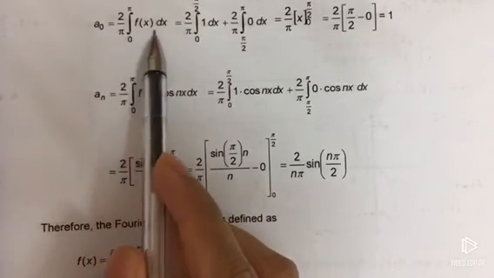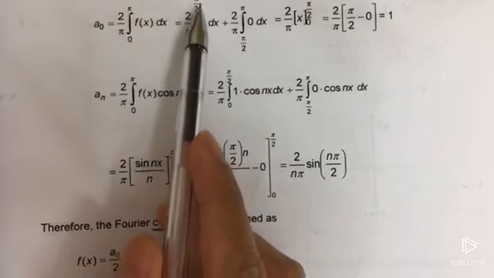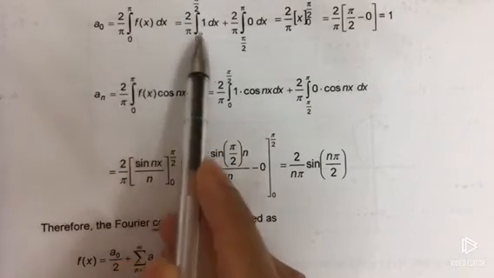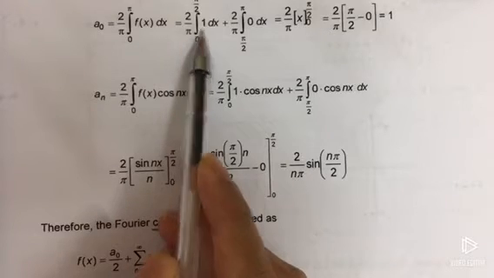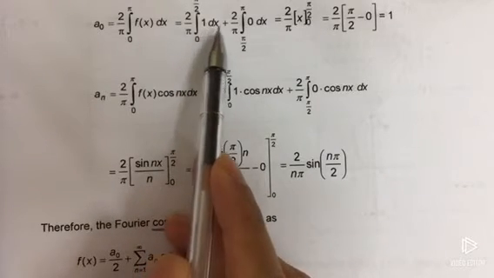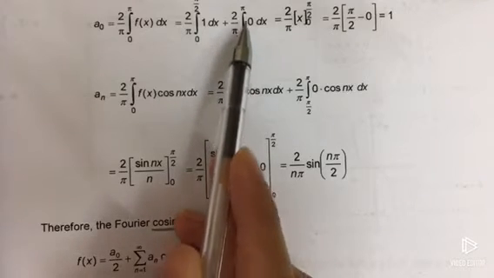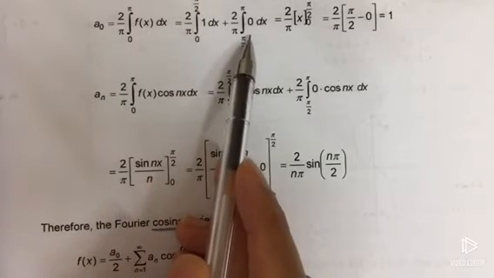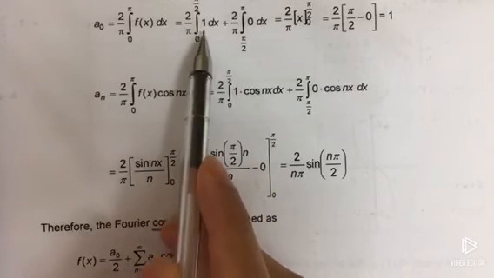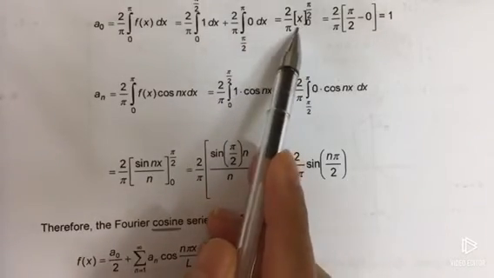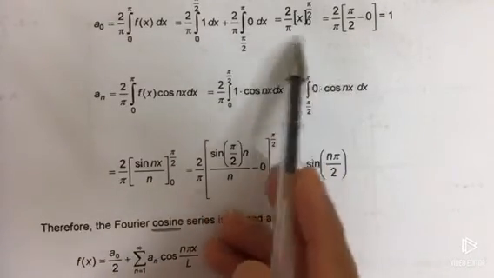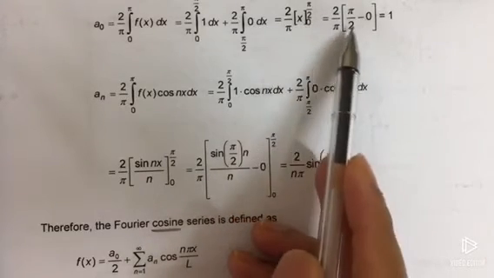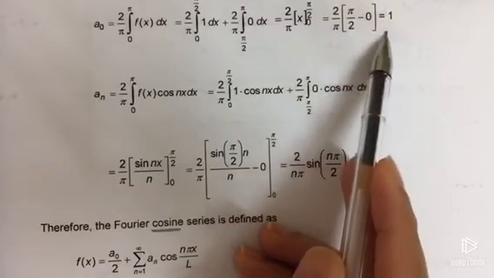Substitute f(x): from 0 to pi over 2, f(x) equals 1, plus the integral from pi over 2 to pi. So we split into 0 to pi over 2 and pi over 2 to pi. Integrating 1 gives x. Integrating 0 gives 0. Then substitute the values 0 and pi over 2. So the answer is equal to 1.